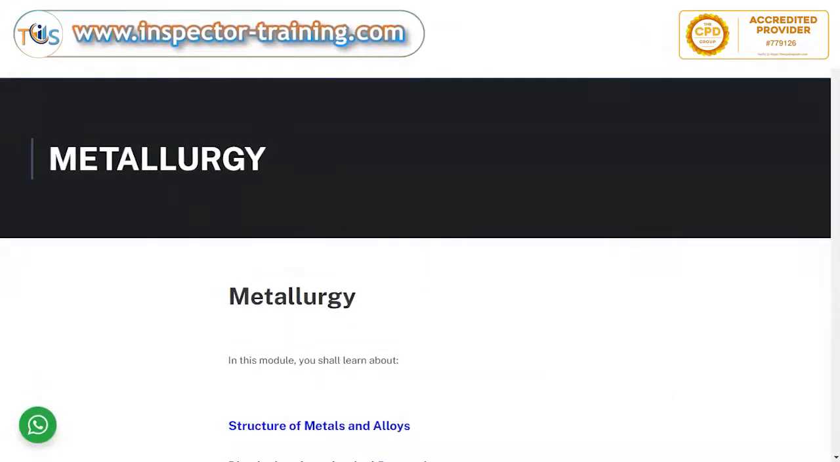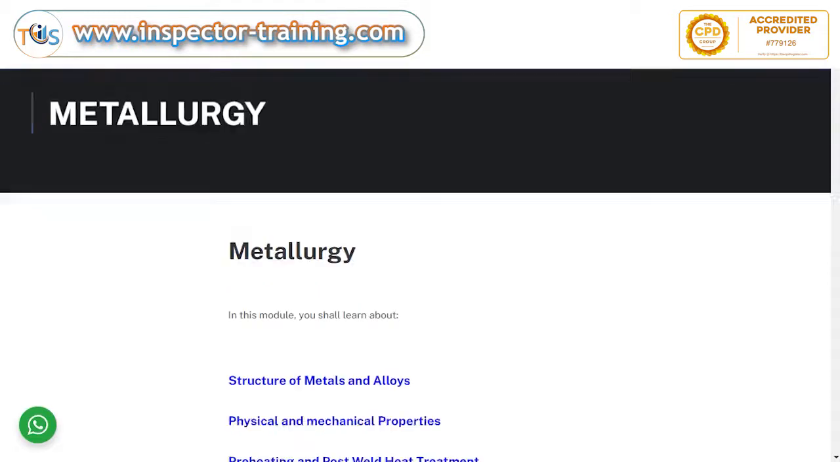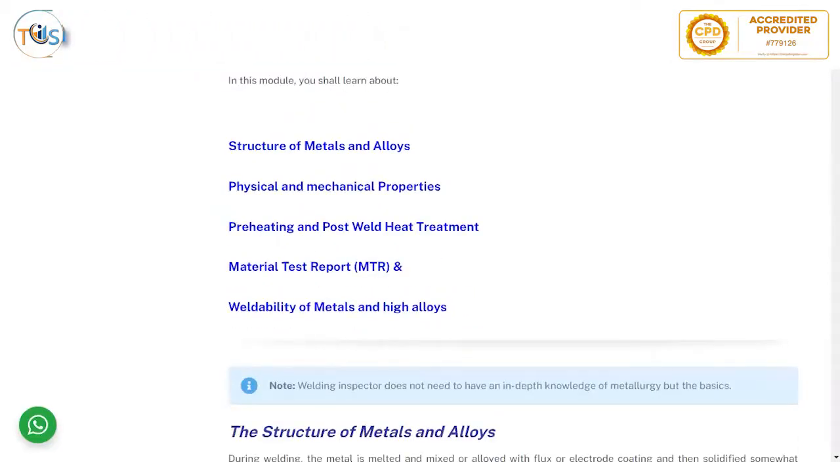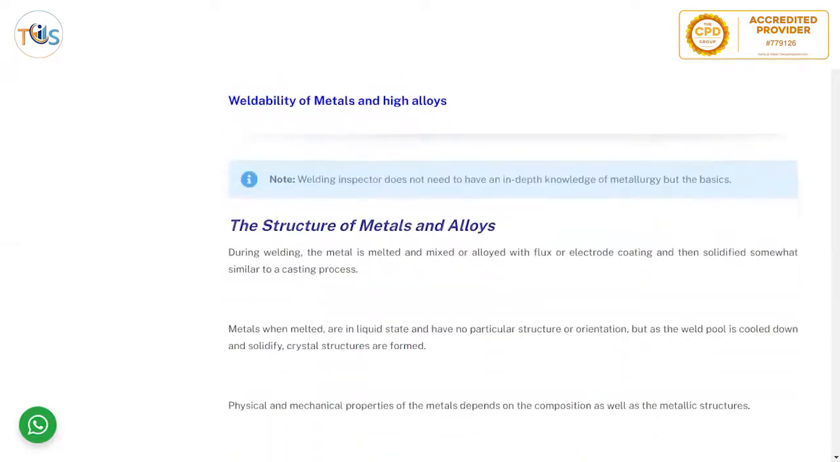API 577 Welding Inspection and Metallurgy. In this lesson, we shall talk about metallurgy. And in this module, you shall learn about structure of metals and alloys, physical and mechanical properties, preheating and post-weld heat treatment, material test report (MTR), and weldability of metals and high alloys.